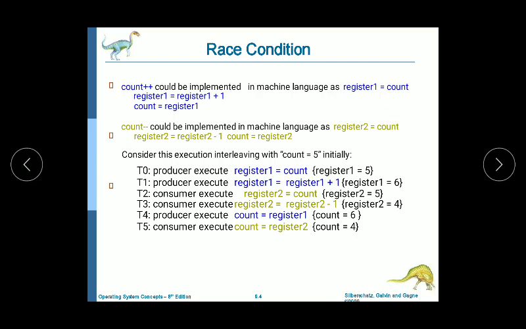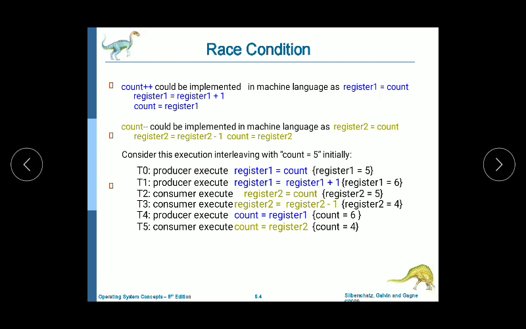Now assume that the producer will execute the code. Producer means incrementing. So register 1 is equal to counter. This is our first statement. In the next time slice, producer will execute register 1 is equal to register 1 plus 1, so 5 plus 1, that is 6. Immediately after that, assume that the consumer will execute the code. According to the consumer code, register 2 is equal to counter, so register 2 has the value 5, and register 2 is decremented by 1.